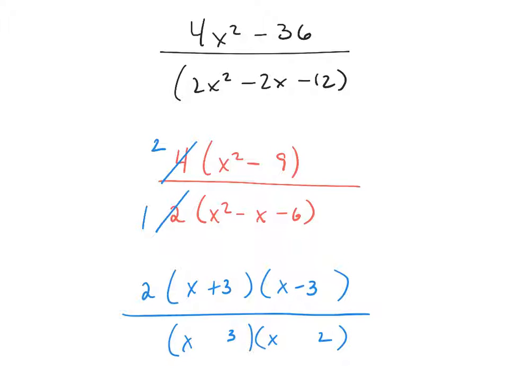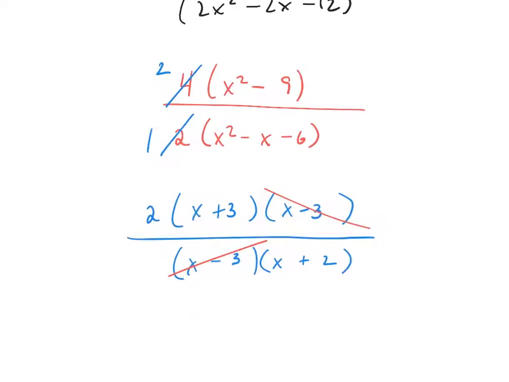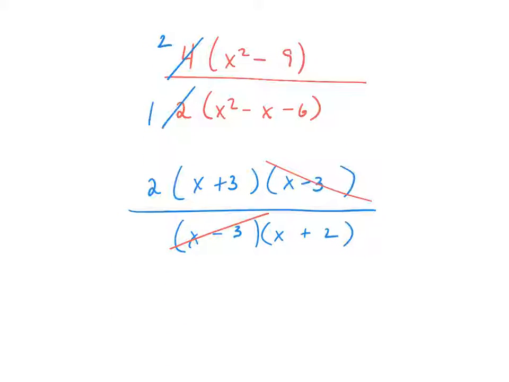And what works in this case? x minus 3 and x plus 2. Again, because Julia recognized the middle term is -1, these values always add up to the middle term. Okay? Cancel your x minus 3 with your other x minus 3, giving us a final answer of 2 times the quantity x plus 3 over x plus 2.